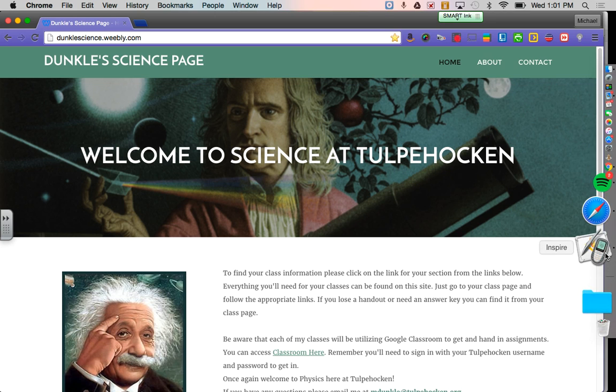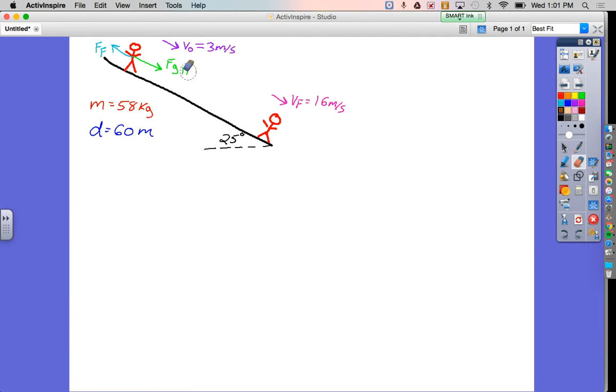Here's another work energy theorem problem. The picture's drawn up on the board. We have our skier going down the hill and ending up at the bottom of the hill. The forces on the skier are the force of gravity parallel going down the hill, and the force of friction going back up the hill, with an initial speed of 3 meters per second. Those are the same forces acting on the skier down here when their final speed is 16 meters per second.